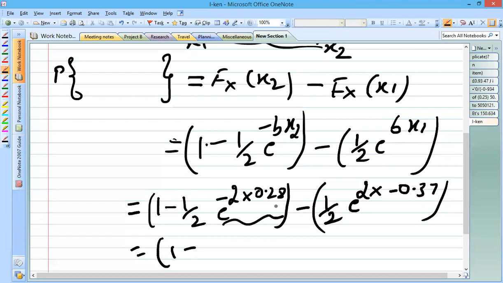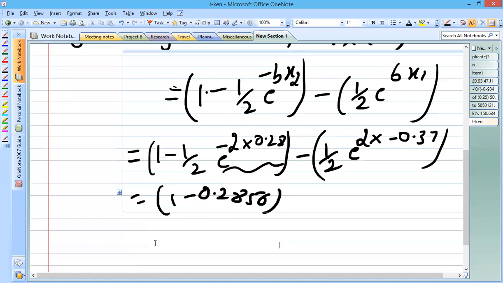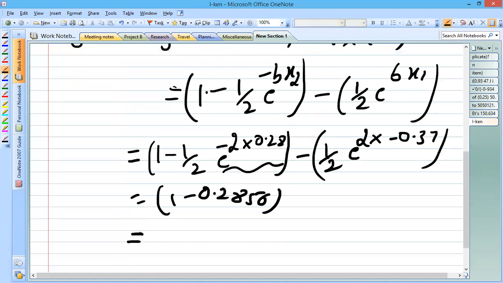So e to the power minus 0.56 is equal to 0.5712. Divided by 2, you will be getting 0.2856. So when you subtract only this part, 1 minus the answer, we'll be getting 0.7143. 71439. This is the first term.